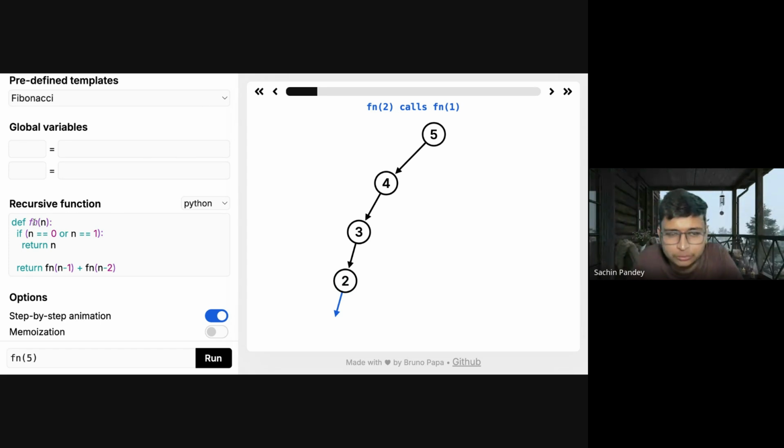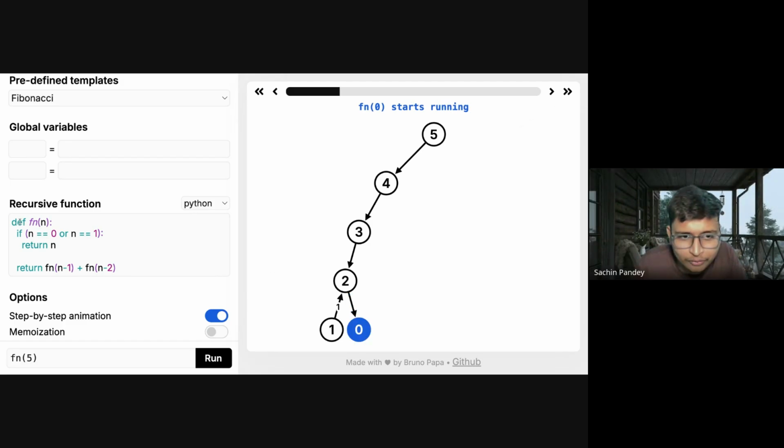When Fibonacci of 1 is called, it checks if n is equal to 1. Yes, it is. Then it returns n, which is 1. See, it will go back after 1. Returned 1. And Fibonacci of 2 will also call Fibonacci of 0, see here.